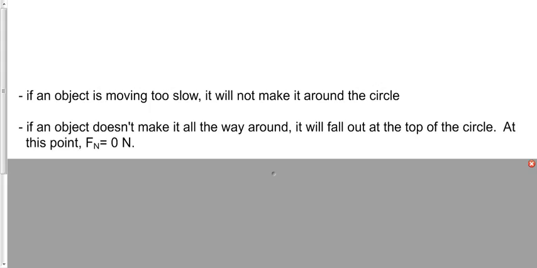So what we're going to do in just a moment, after you finish copying this, is calculate the minimum speed necessary to move around a vertical circle without falling out. And to find that minimum speed, we're going to set it up the same way as the other problems we've done, except that we're going to make the value of Fn automatically 0. At minimum speed, Fn equals 0.